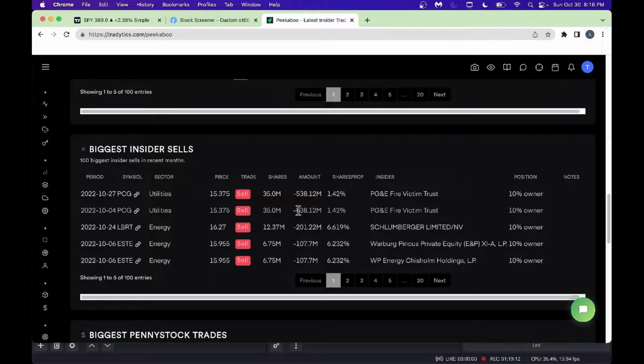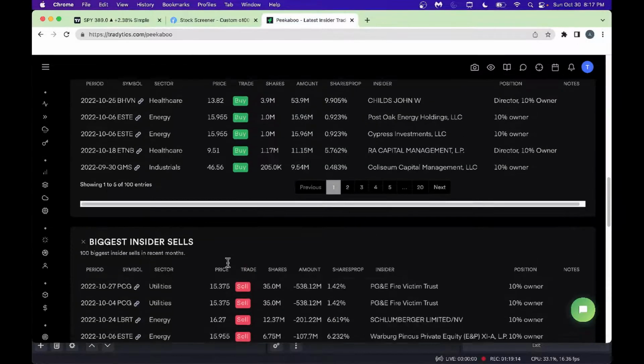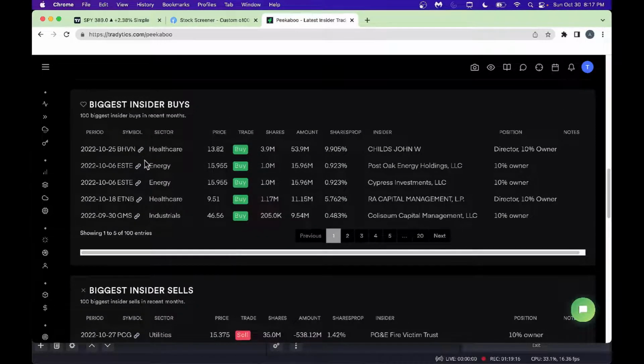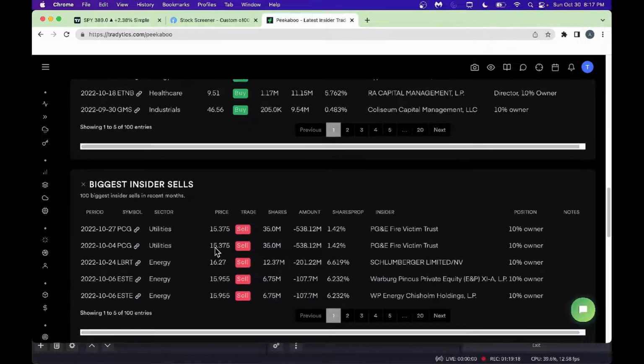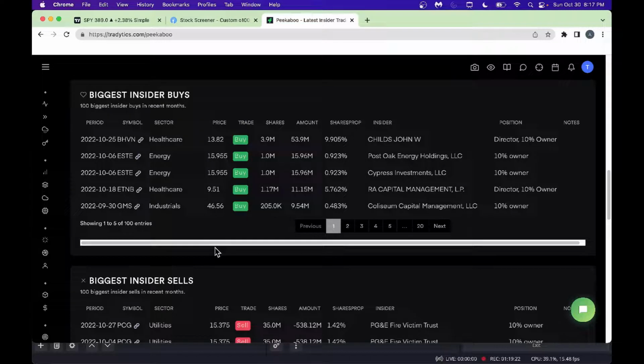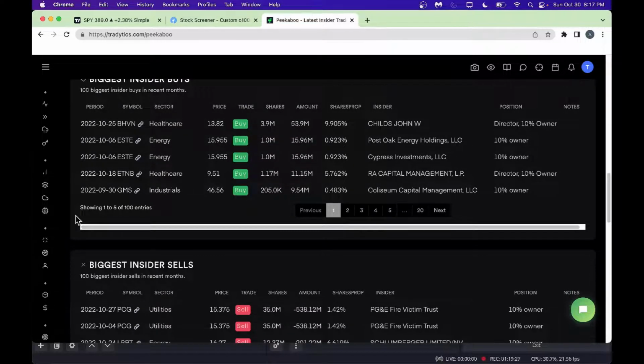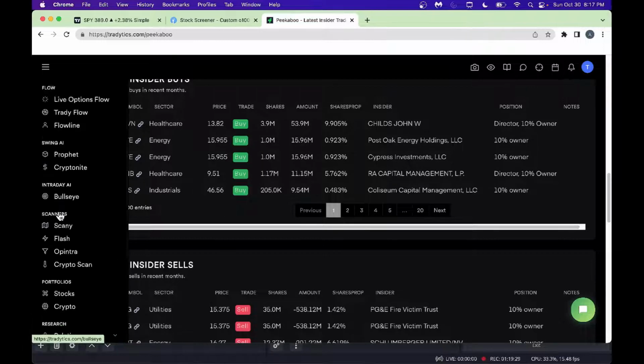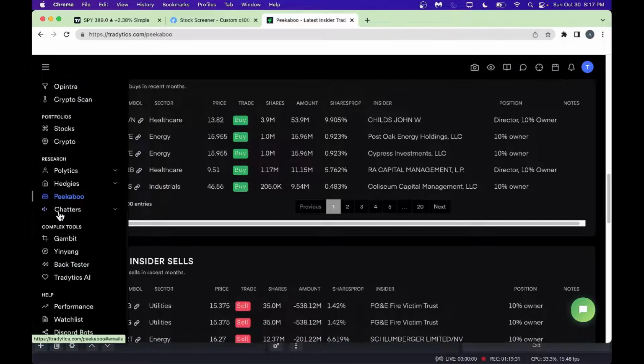And biggest insider sell, as you can see here, insider buy. Look, we got Biohaven, a lot of buys going on, so you get a good idea. Typically when the insider buys, that's a good idea. The stock can go higher, and you could play along with them also. Always do some research as usual. All right, that's about the Peekaboo here.